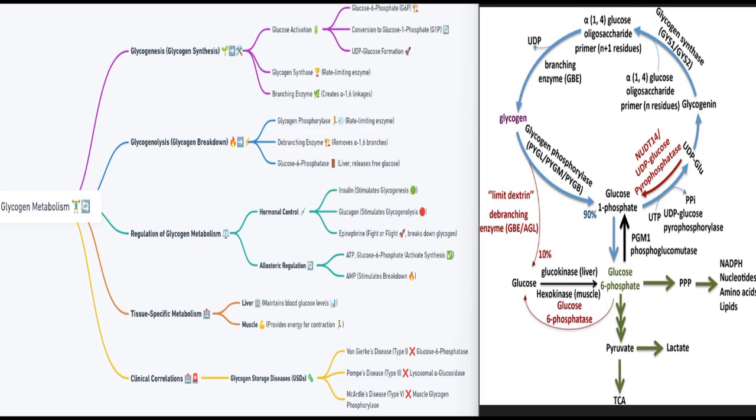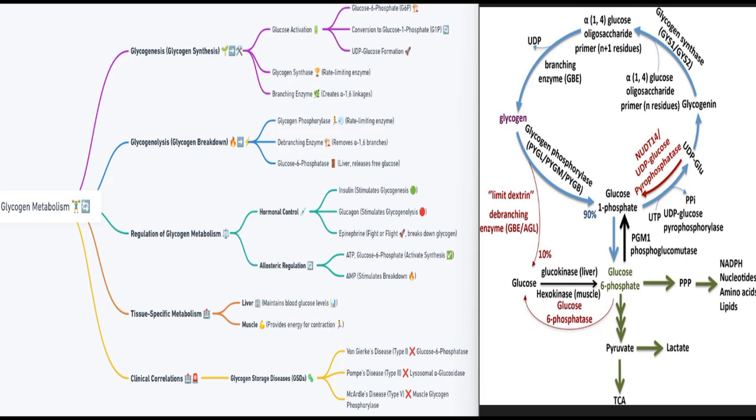So glycogen primer, under the influence of glycogen synthase, leads to the production of glycogen and UDP. So glycogen primer plus UDP glucose, glycogen synthase comes in and forms glycogen and UDP. So at the protein core, you have your glycogenin and you have your glycogen around it.